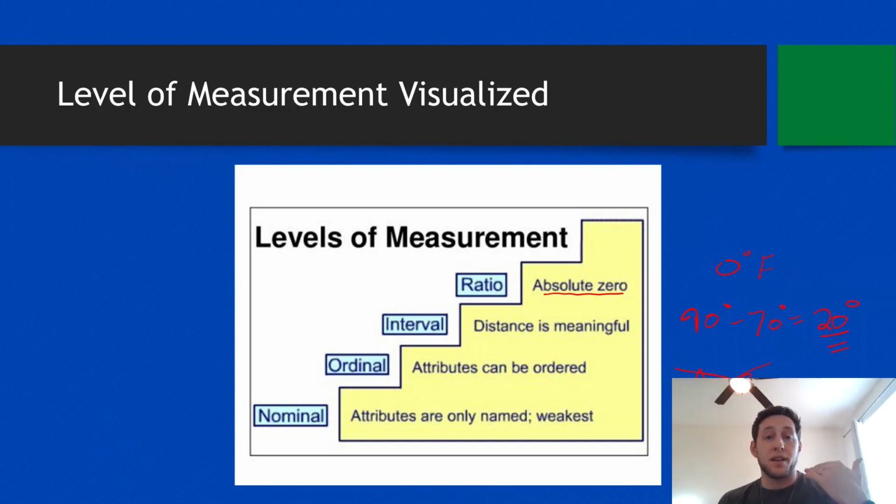Last but not least, does a 0 mean the absence of a quantity? Well, yeah, if you studied 0 hours, there was no studying done. The amount of studying is just absent. That makes you achieve the ratio level. But you could only achieve one of the higher levels if you've achieved everything below it.